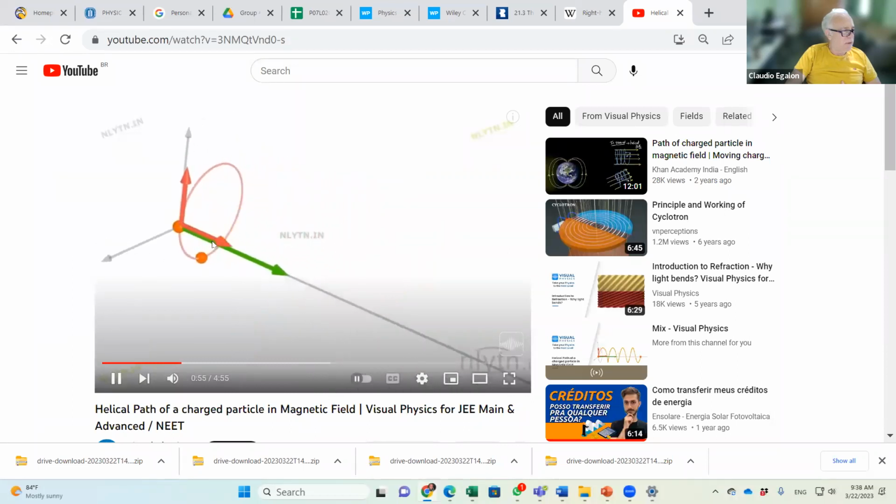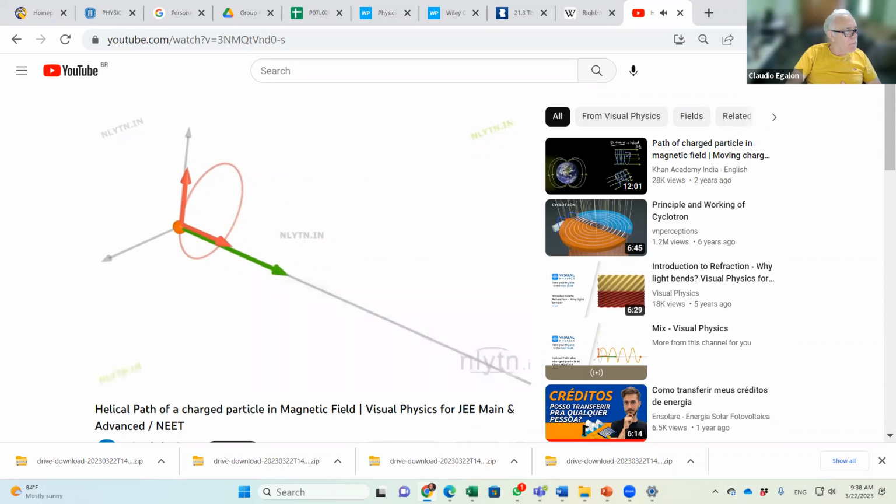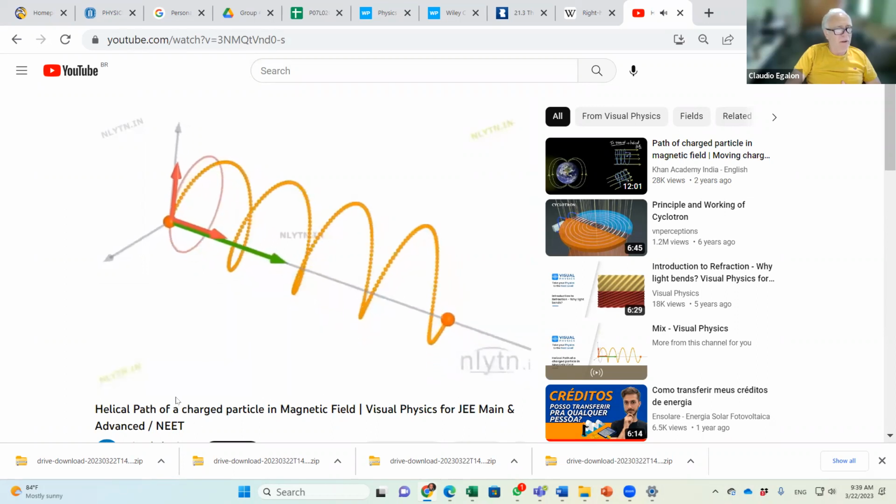Here you go, the velocity component along the B field. The particle also has a component of velocity in the direction of the magnetic field. We know that a particle moving parallel to the magnetic field does not experience any magnetic force, and thus its motion is not affected. Therefore, the resultant motion of the particle will be the superposition of the motion due to each component of velocity. That's a very good simulation. I like that.